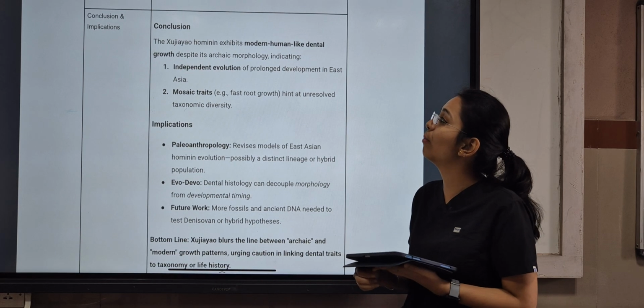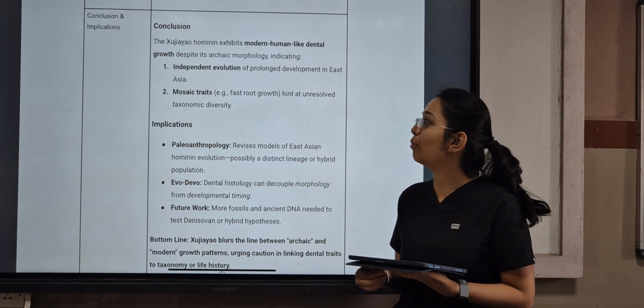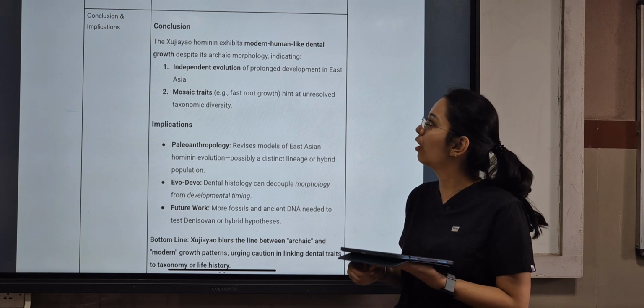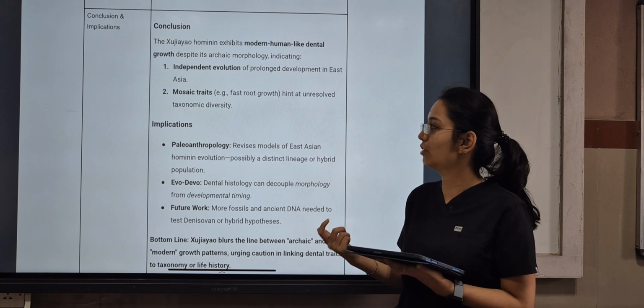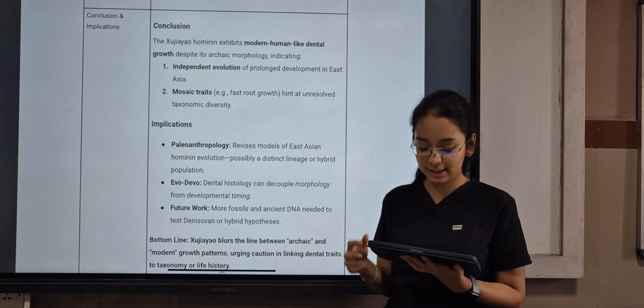The hominin exhibits modern human-like dental growth. Despite its archaic morphology, it indicates independent evolution of prolonged development in East Asia. And mosaic traits, that is the fast-growing root growth, hint at unresolved taxonomic diversity.